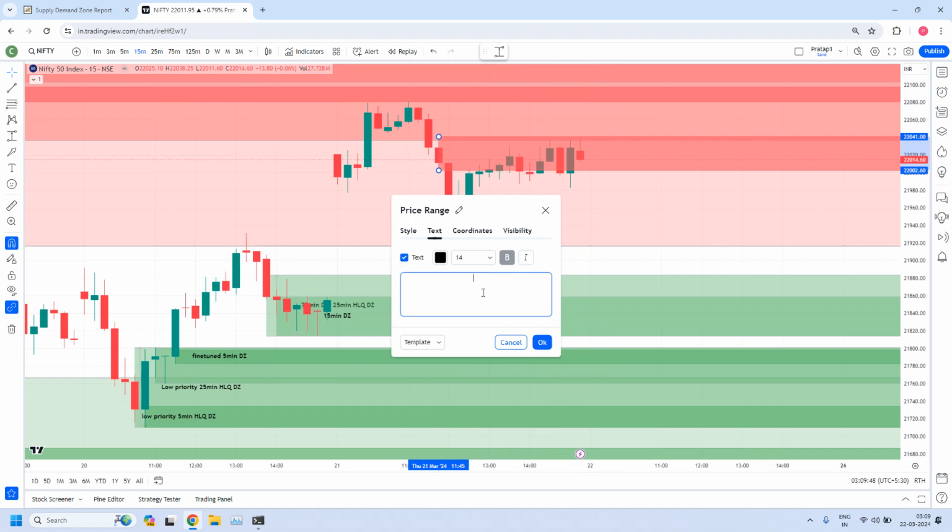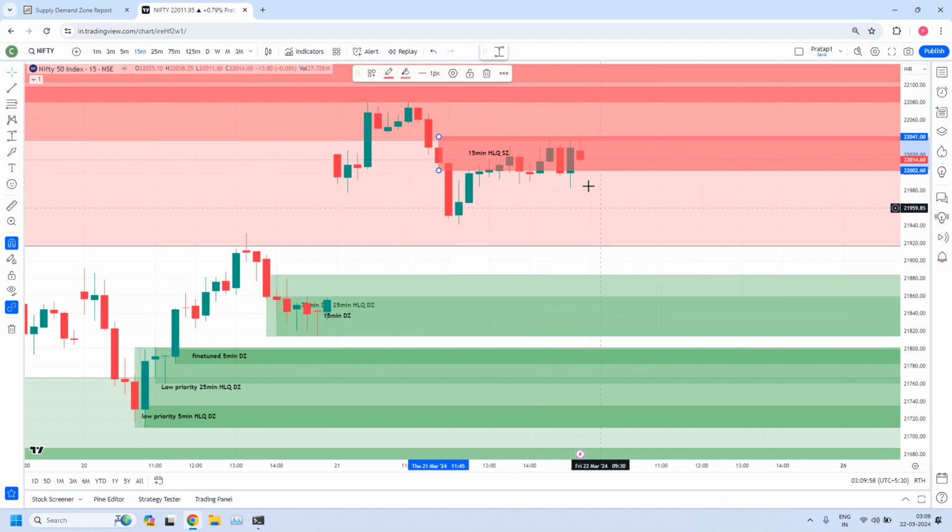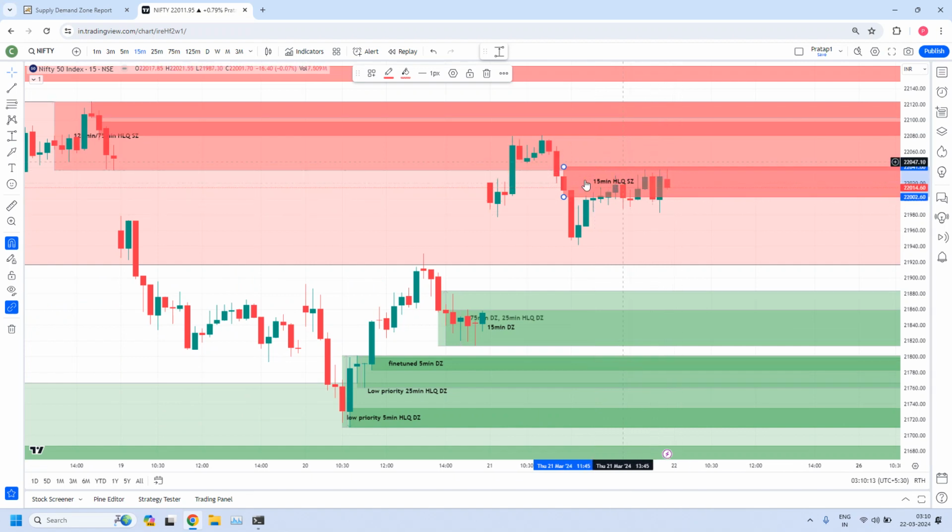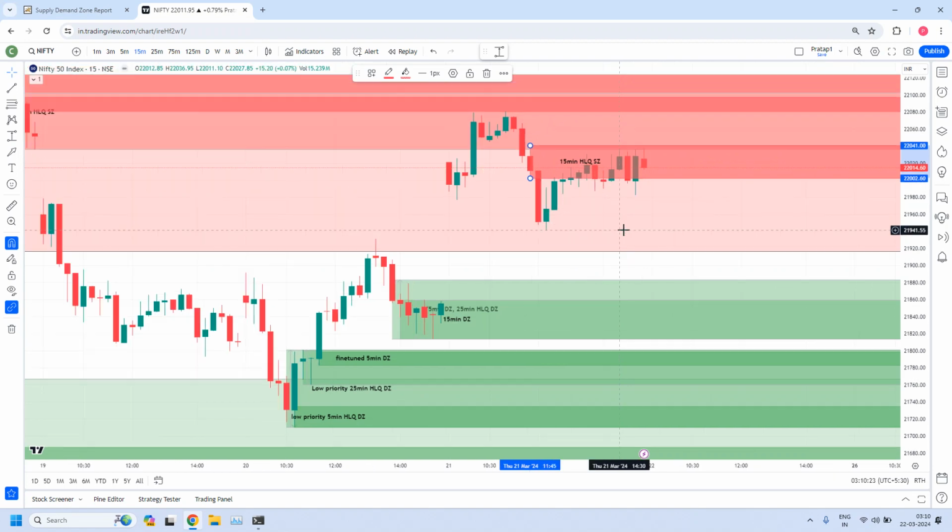This is 15 minutes, sorry. This is a 15 minutes high liquidity supply zone. The point you need to understand, they added so much liquidity here, and because demand is also very strong today, it is able to hold the demand, not let the prices go beyond this. That means institutions are trying to save this supply zone. And other institutions are trying to break this supply zone.